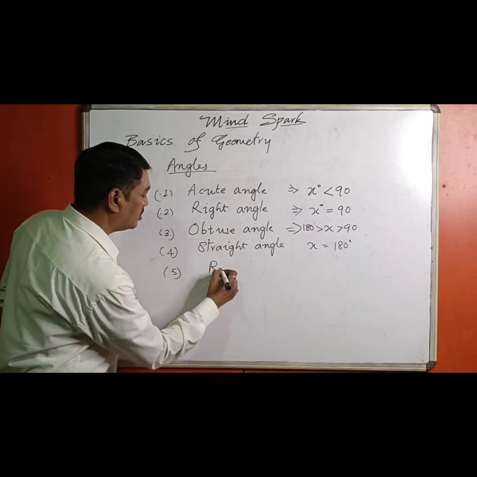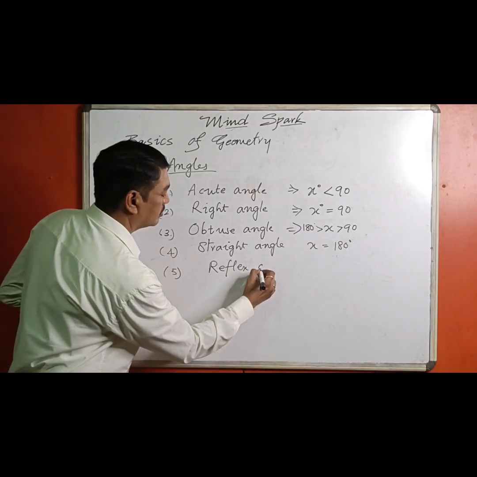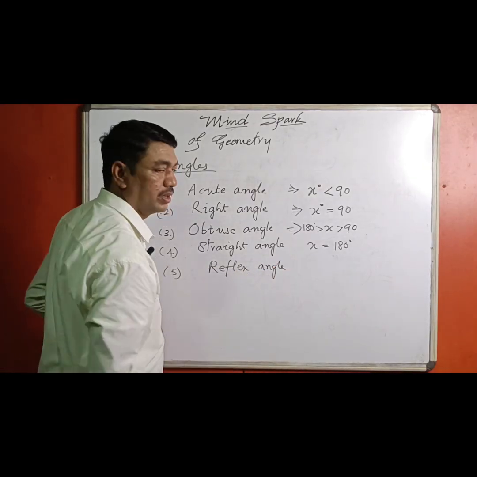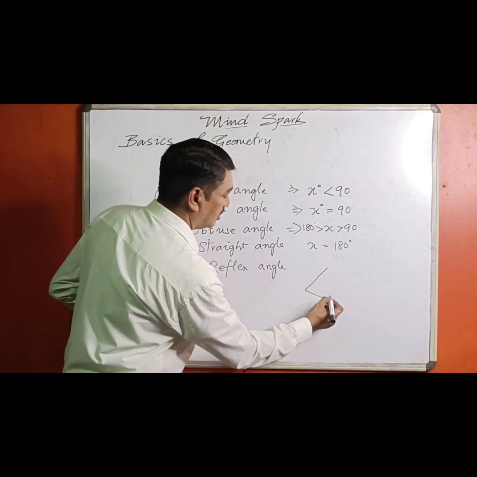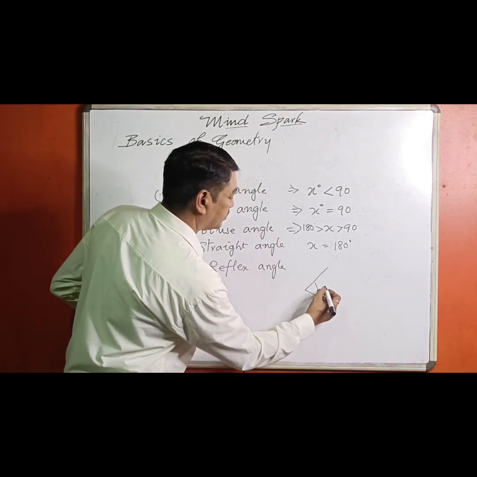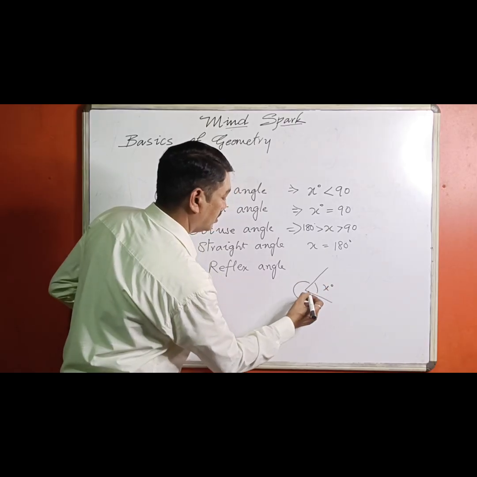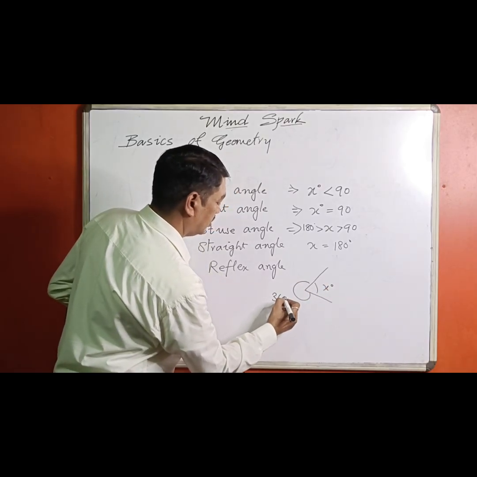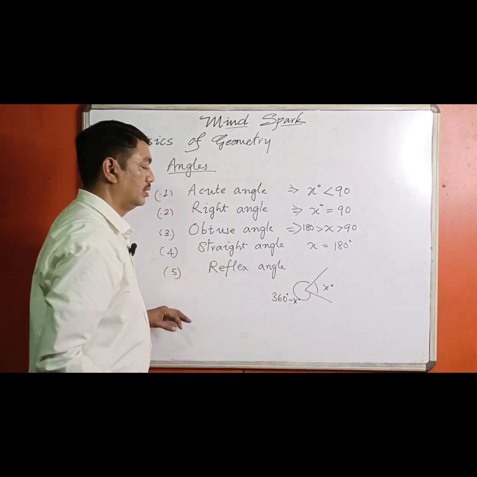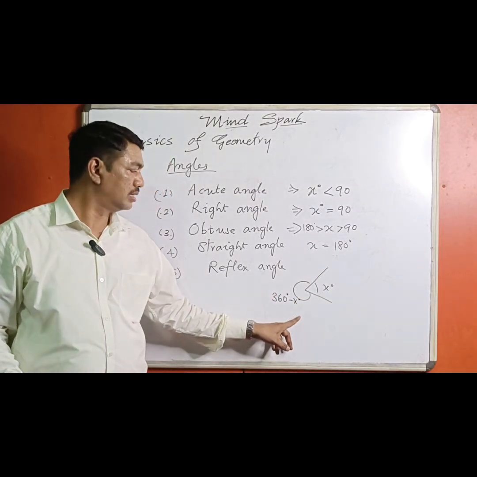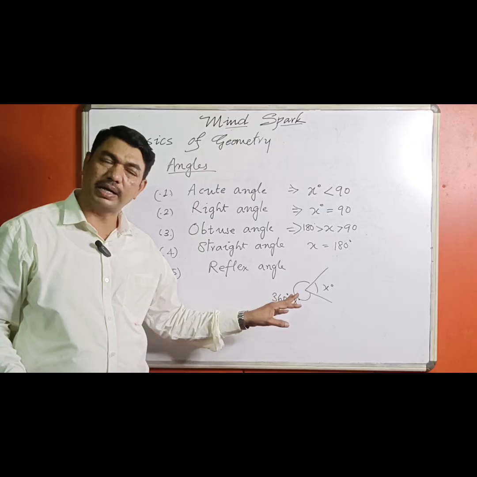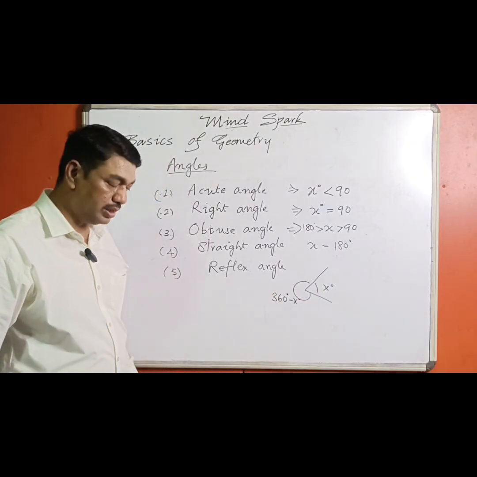The next angle is the reflex angle. What do you mean by a reflex angle? A reflex angle is like this. The reflex angle of x degrees is 360 minus x, and the reflex angle of 360 minus x is x degrees.